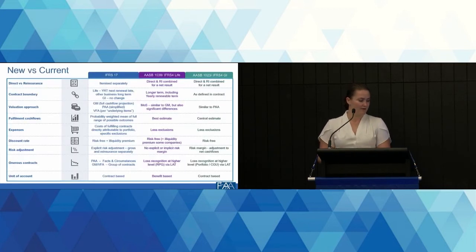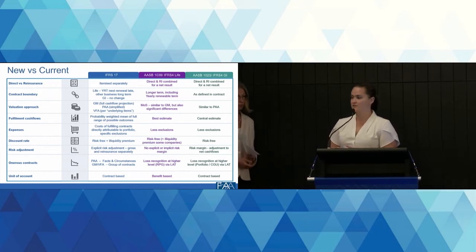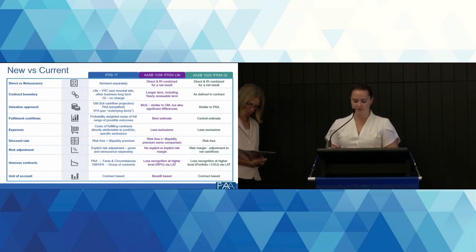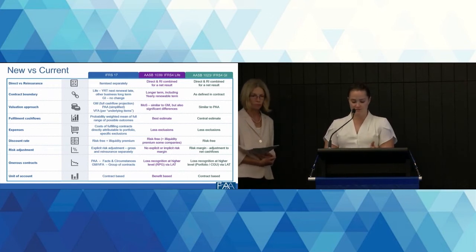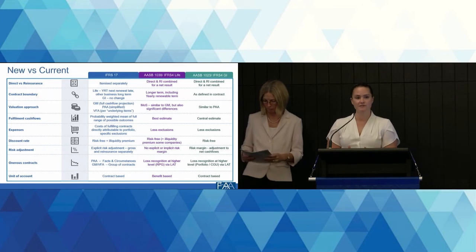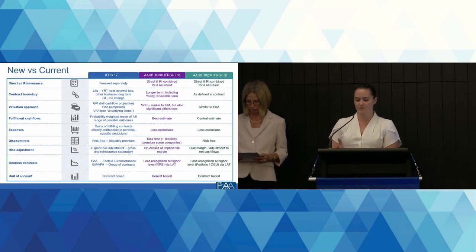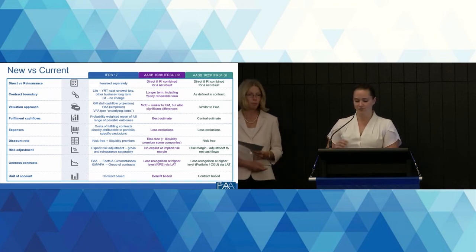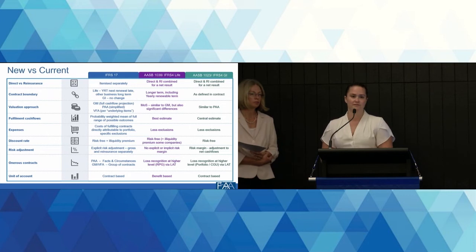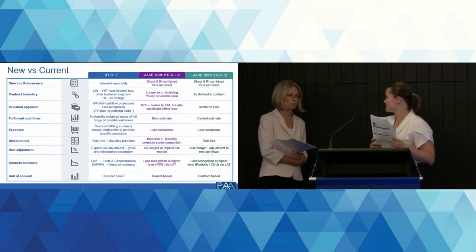Okay. So here we've basically attempted to summarise some of the key concepts of IFRS 17 and compare them to the existing IFRS 4 standards, which apply across life and general insurance. The concepts are listed down the left. The blue column is IFRS 17. The purple is 1038 or life, IFRS 4. And the green column is the GI equivalent. So Louise, I think, is going to take us through.